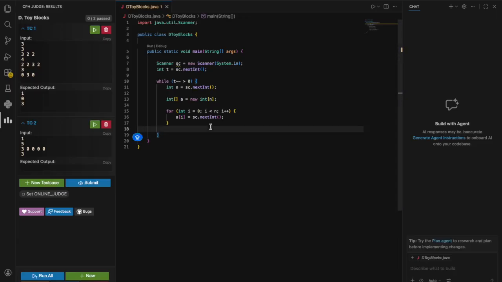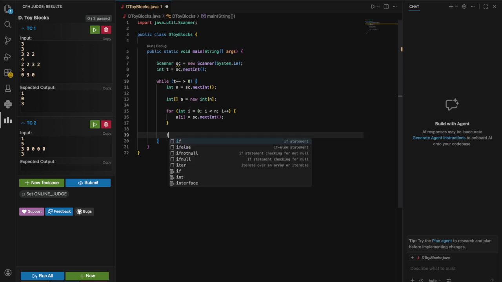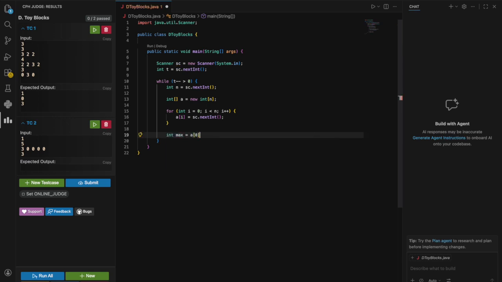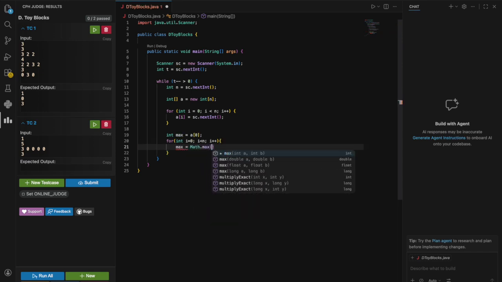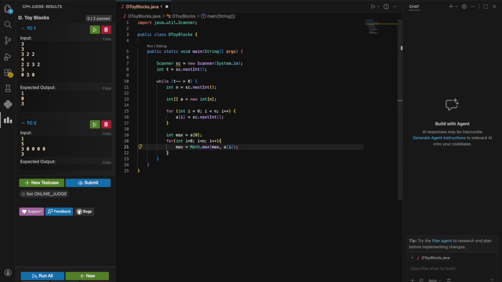Here's the implementation of the logic. I have already taken the inputs required. Let's begin with finding the max element in the array, for which I need to run a loop and get the max. We also need to find the sum, that is the total number of blocks present.